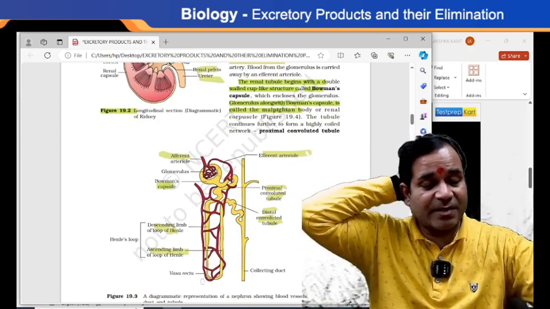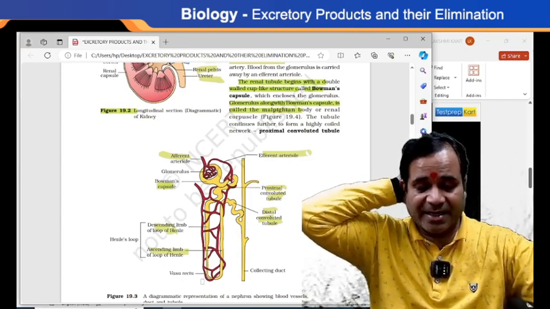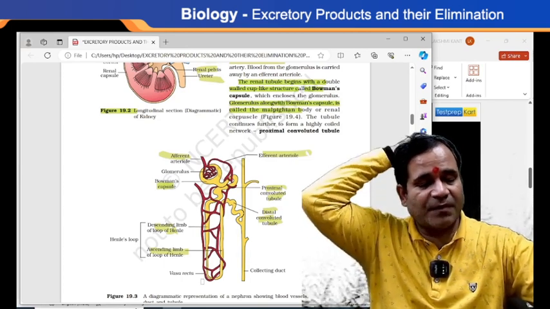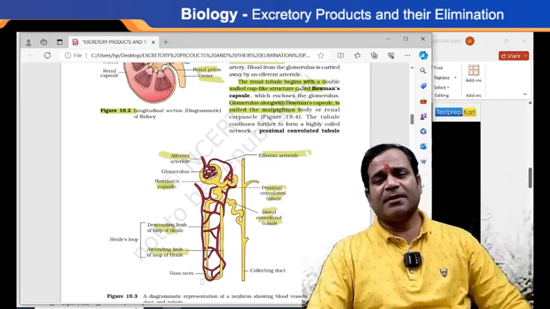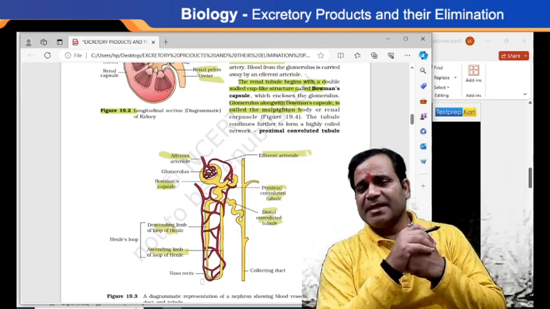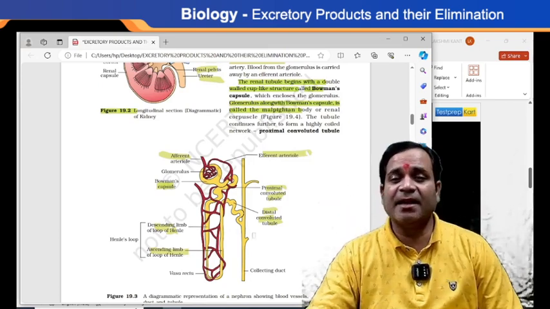Okay. And the last one is what? The collecting duct, and that collecting duct is responsible for collecting the nitrogenous waste material in the form of urine. So I hope this thing is clear. Tell me first. Definitely clear. So this is a very important line to understand about the nephron.